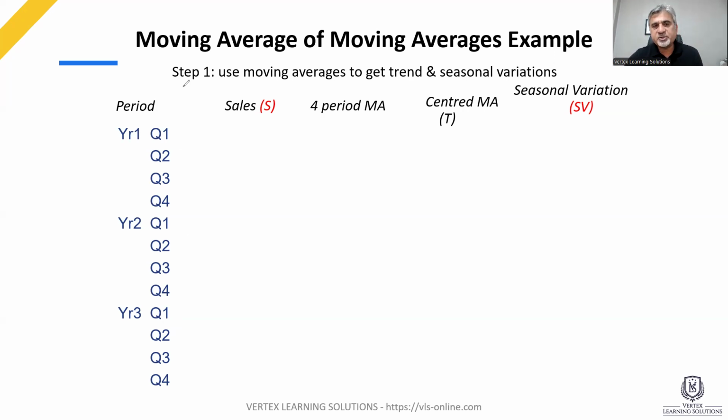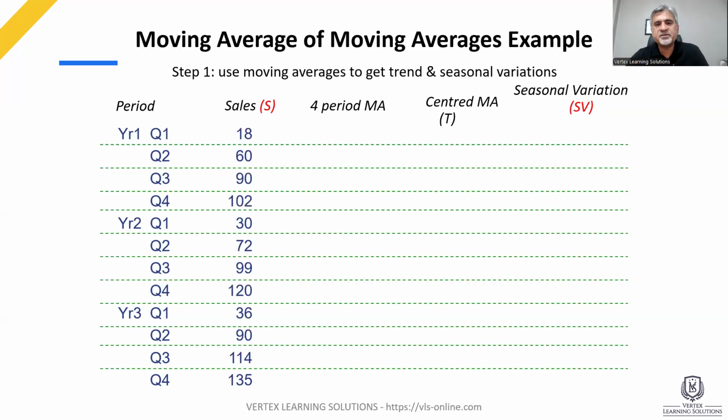So what data? Historical data. Like we said, in the time series method, we use historical data. And from the historical data, we take averages, but we don't take simple averages. We take moving averages.